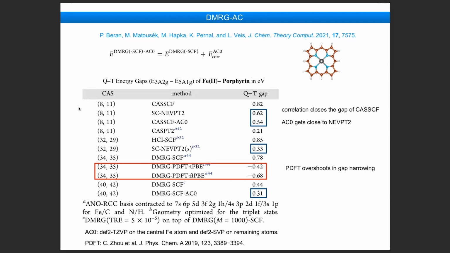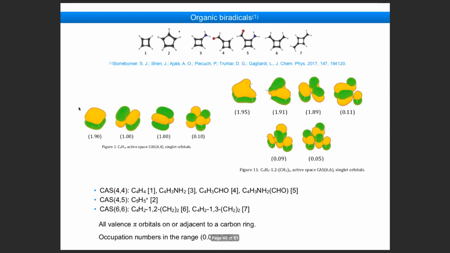So the conclusion from this example is that AC performs on the same level as NEVPT2. So probably, we can go to larger active spaces than NEVPT2. We go to 40,40. The result is still 0.3 close to NEVPT2. So probably this is, but we have no guarantee. We need a better method. But probably this is quite an accurate gap.